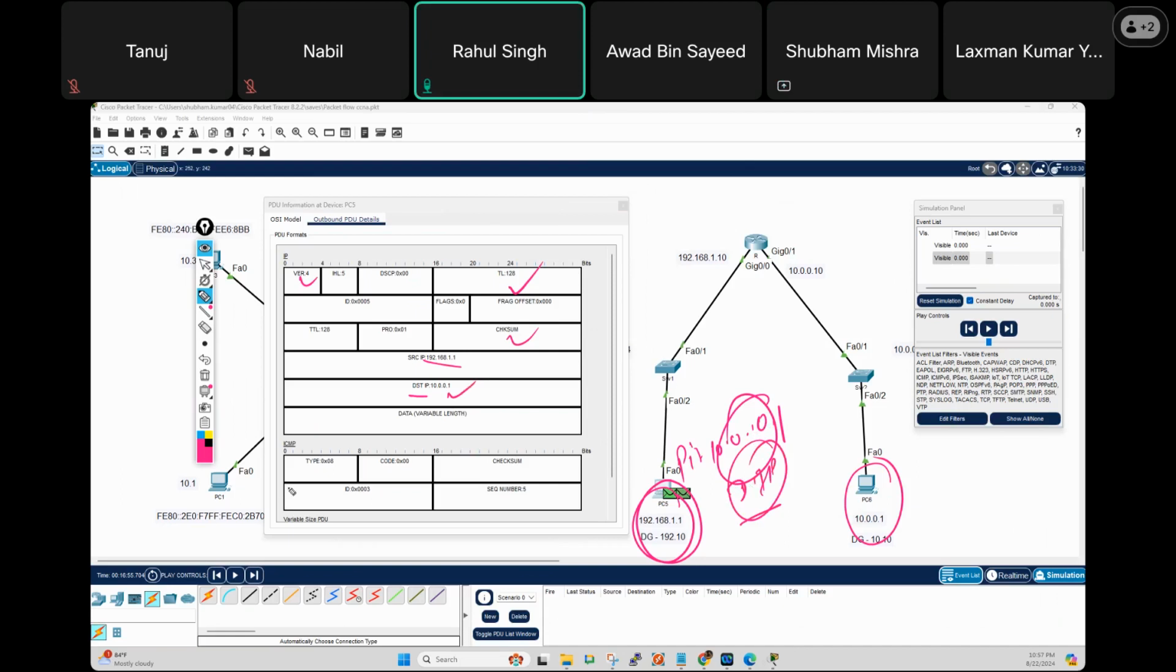Fine. And this is the ICMP header. And guys, this one is generated at layer number 3. Layer number 3 hands it over to layer number 2.